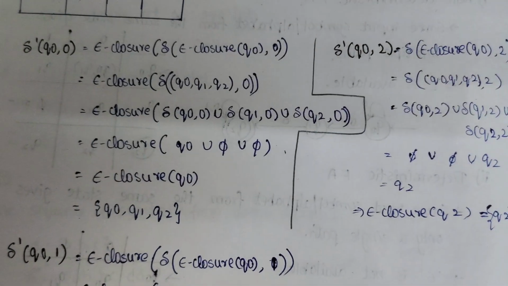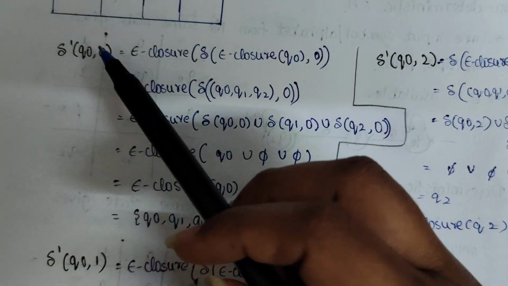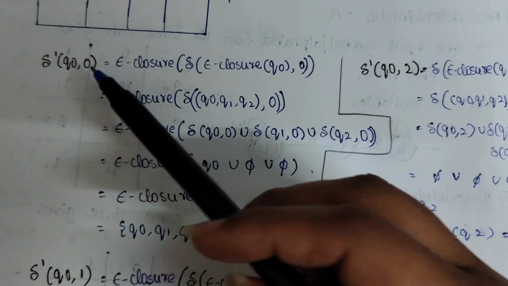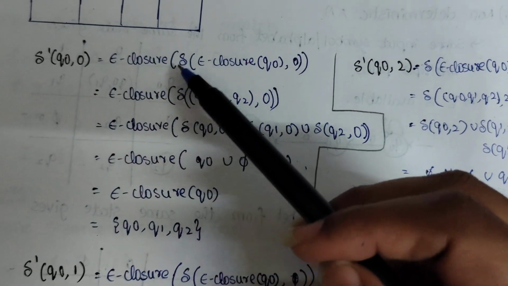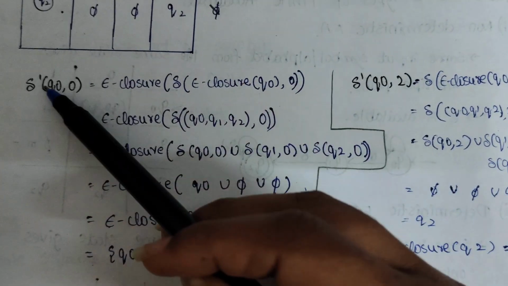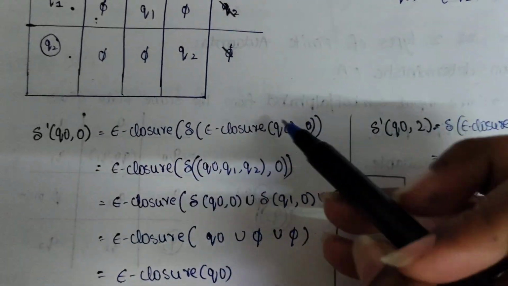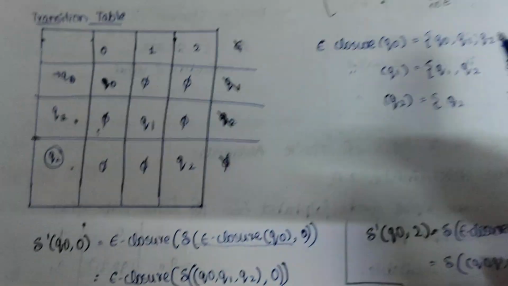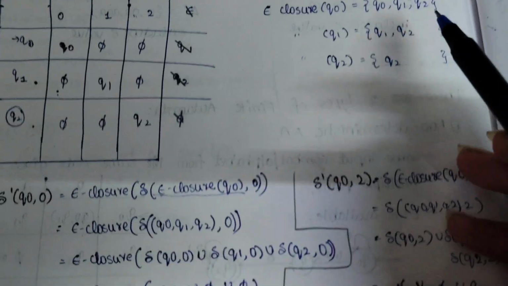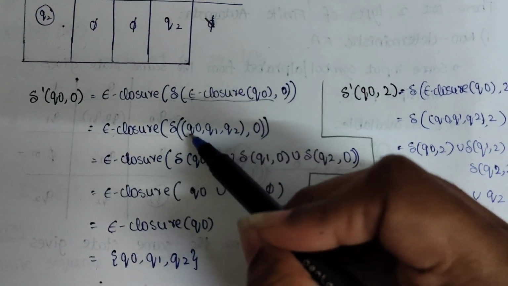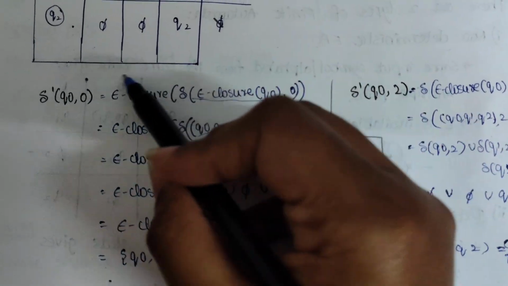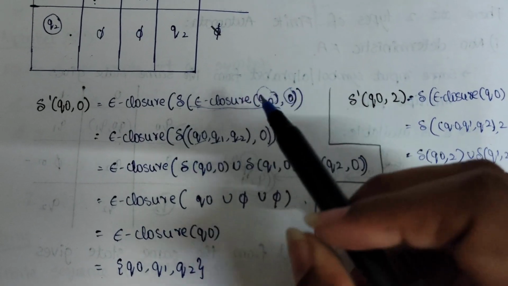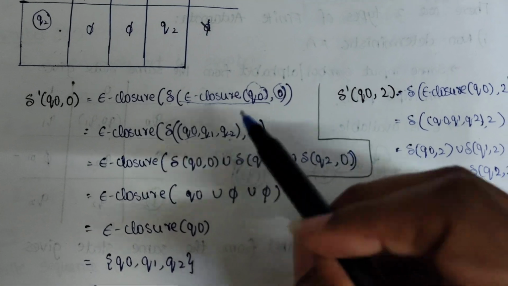So now let us write the transition functions. Q0 on 0, so Q0 comma 0. This is the first transition function: e-closure of delta of e-closure of Q0 comma 0. First we'll be solving this. What is e-closure of Q0? We found it as Q0, Q1 and Q2, so we'll be replacing it with that. This is the formula, by the way. Here we write the state and here we write the alphabet. So we got Q0, Q1, Q2 like this.